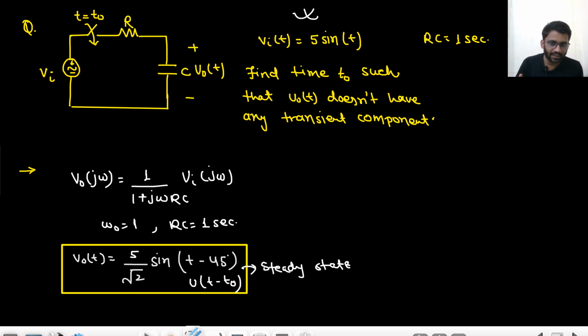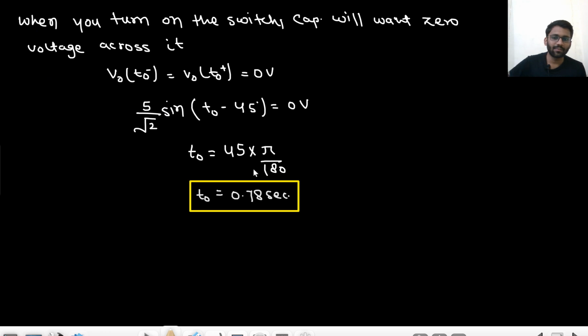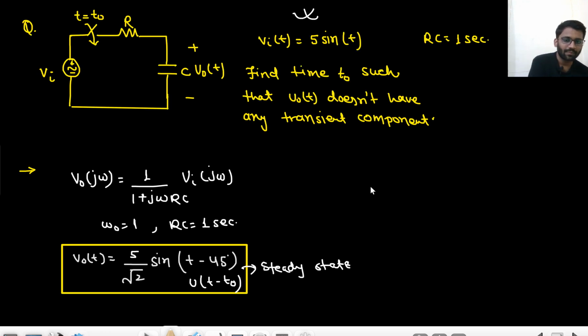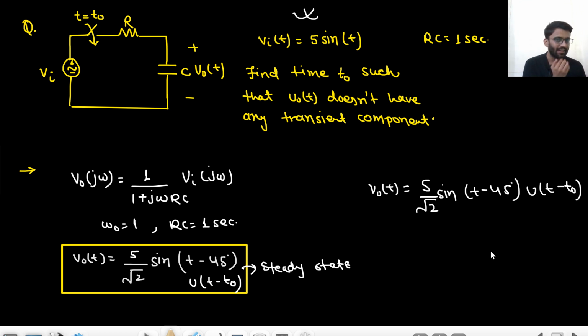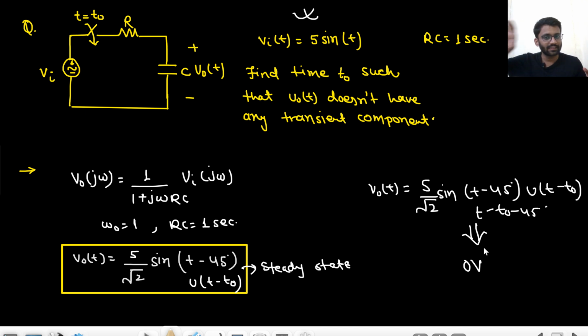So this response will be there after t naught time only, and the t naught value that I am getting is 0.78 second. So basically my v naught is this: 5 by root 2 sine t minus 45 degree u of t minus t naught, right? So after t naught time only I am getting this response. Before t naught, my response is 0 volt, and you can't put t minus t naught minus 45 degree here, because what will my RC circuit see? My RC circuit will see only a sinusoid input, that is 5 sine t, and based on that it will give me a steady state response.